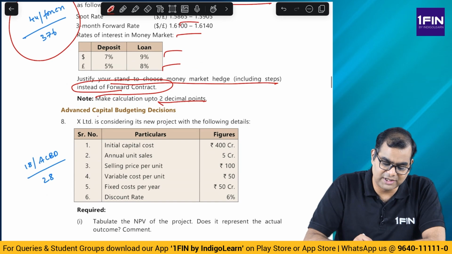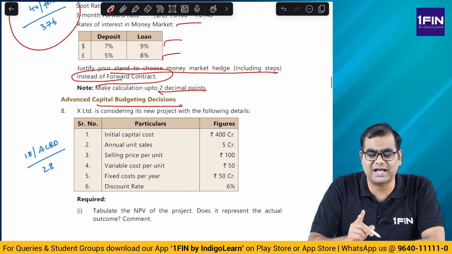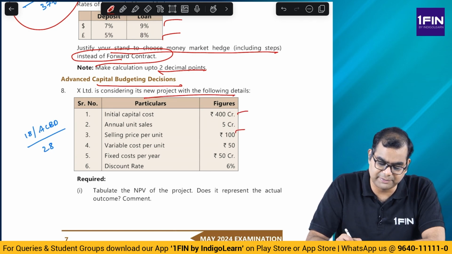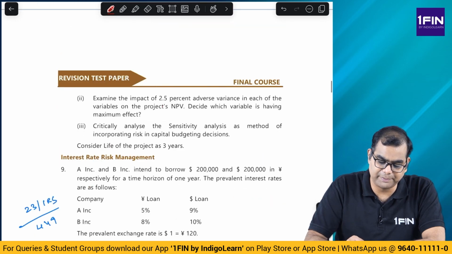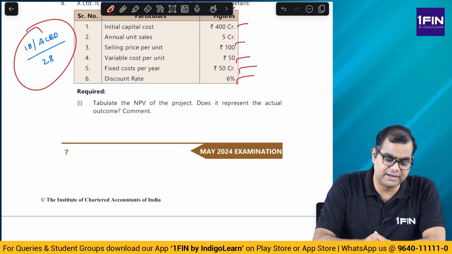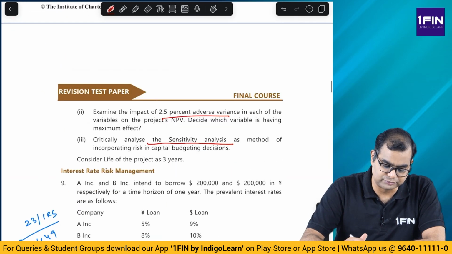Then advanced capital budgeting questions. This is a new topic that has been added. Please be very careful. They will ask questions from this chapter for sure because this is the first attempt where this chapter is included. X Limited is considering a new project with the following details: initial cost, selling price per unit, variable cost per unit, fixed cost, discount rate. Tabulate the NPV of the project, does it represent the actual outcome, comment, and examine the impact of 2.5% adverse variance, critically analyze the sensitivity analysis. This is question number 18, advanced capital budgeting decisions, page number 28 of the P590 book.